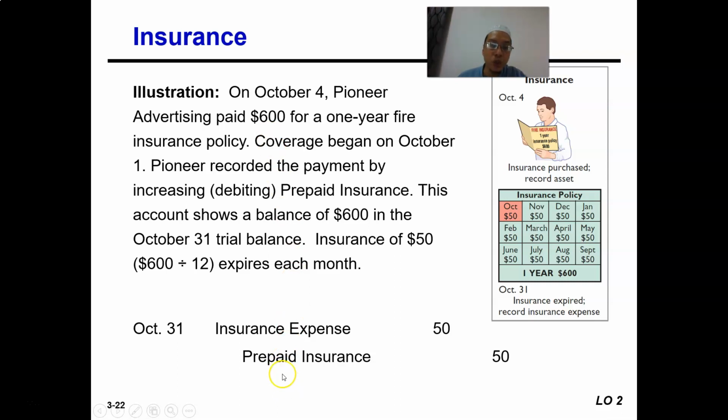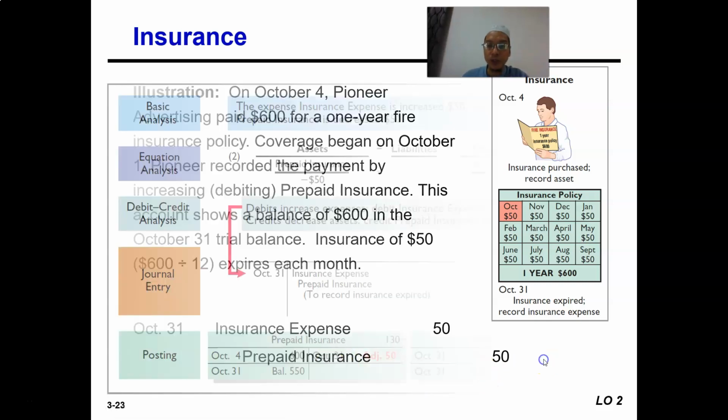The asset account is called prepaid insurance because we are expecting to receive benefit from the prepaid insurance for 12 months. Okay, but after 1 month, we have actually consumed the insurance. Okay, we have consumed it for 1 month. Therefore, we need to credit prepaid insurance to show that our prepaid insurance is only left for 11 months of benefit. Okay, so we credit prepaid insurance for $50.